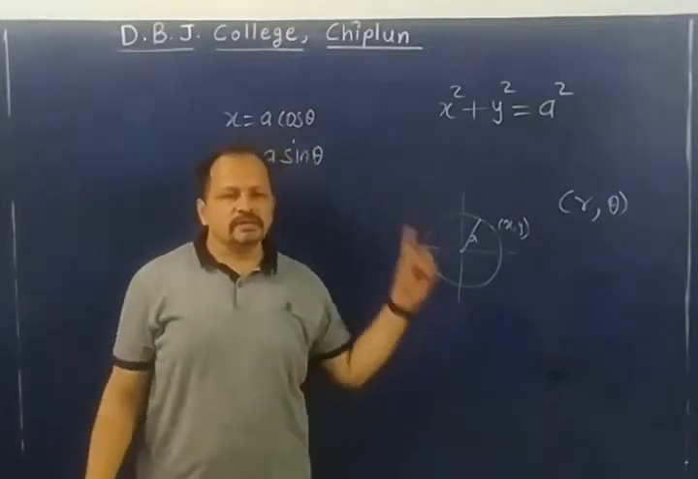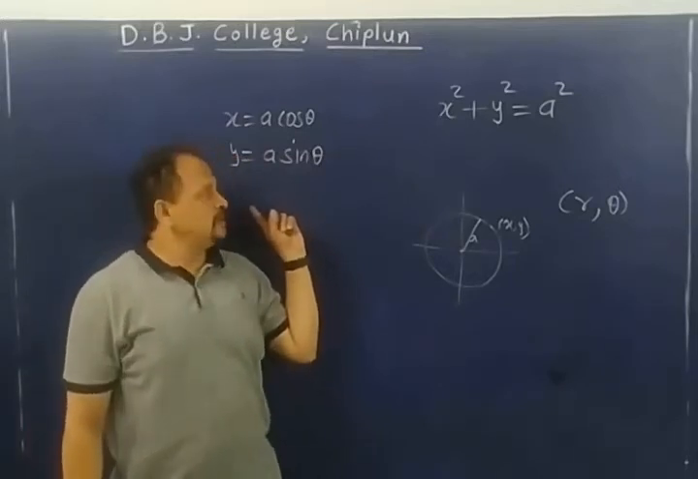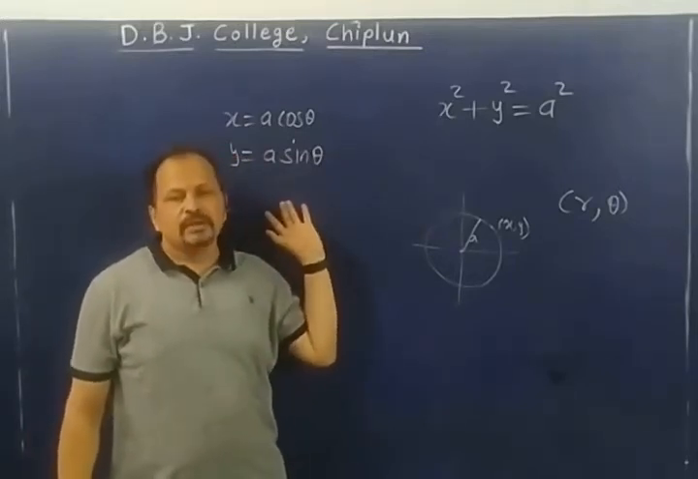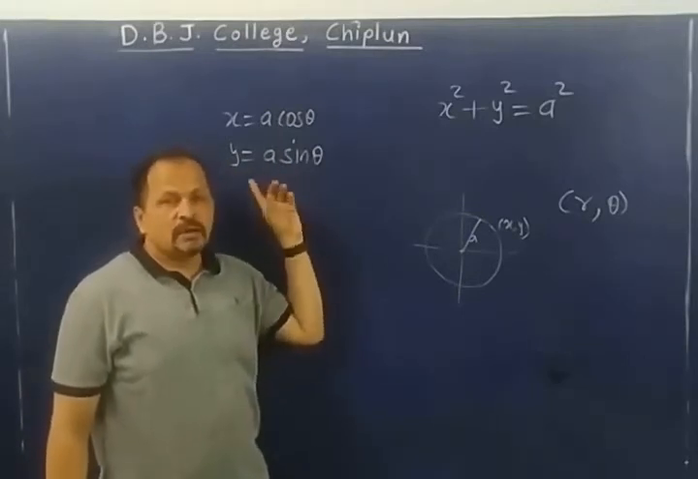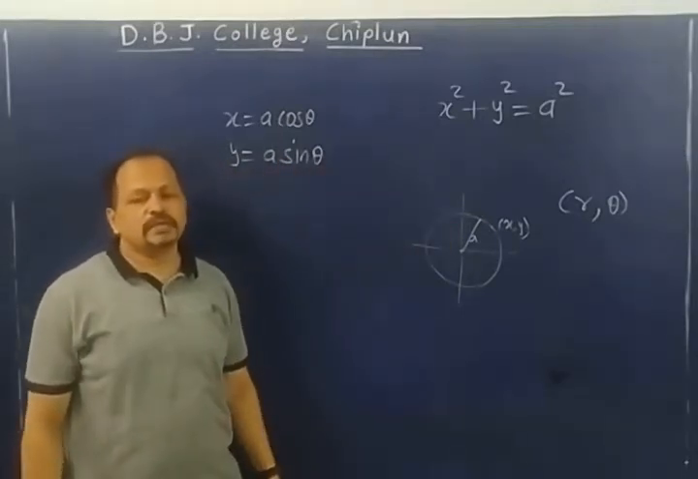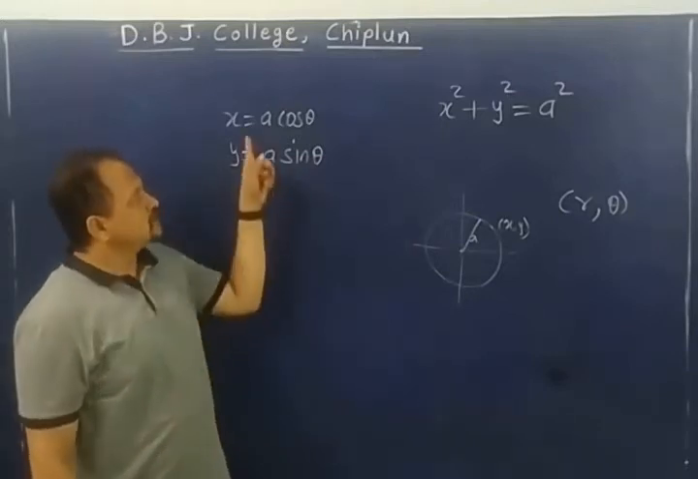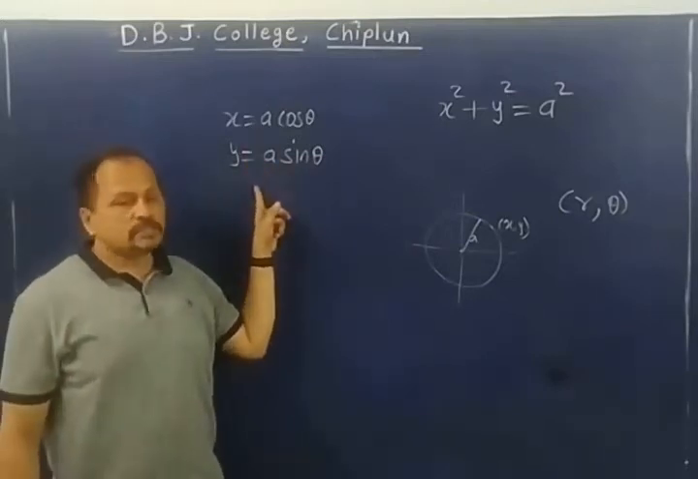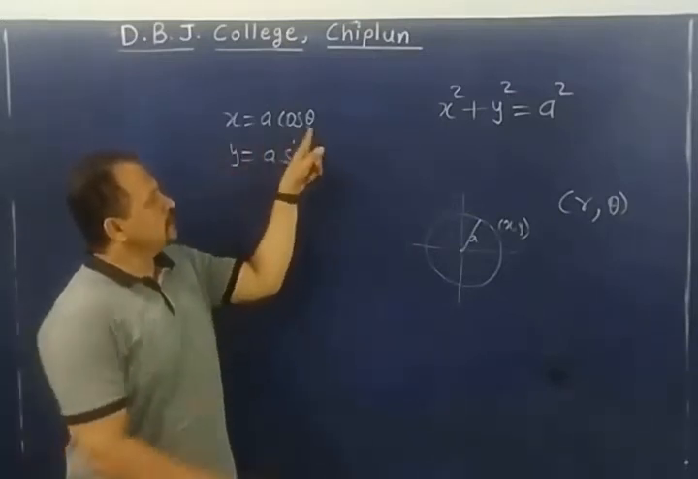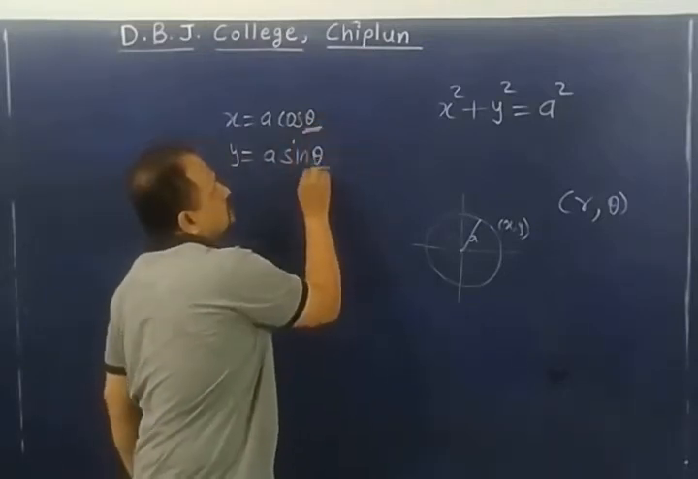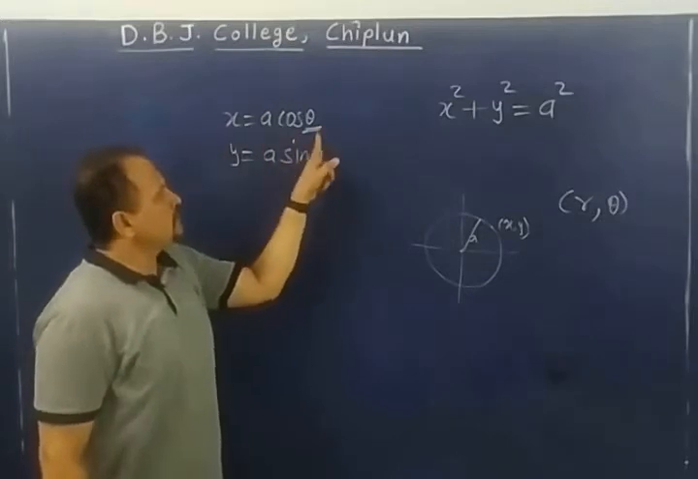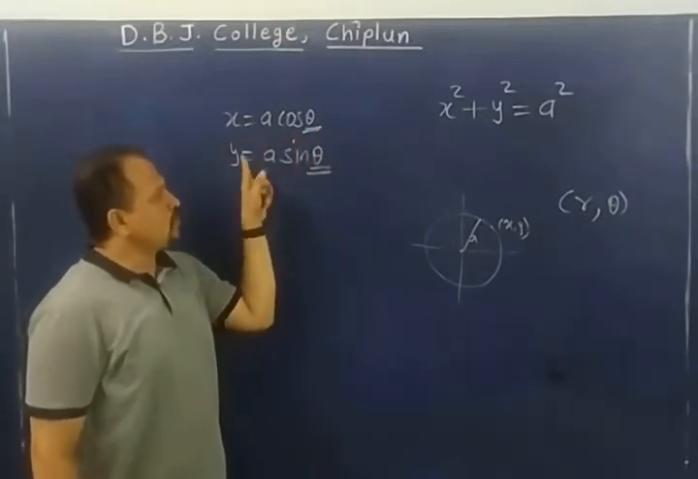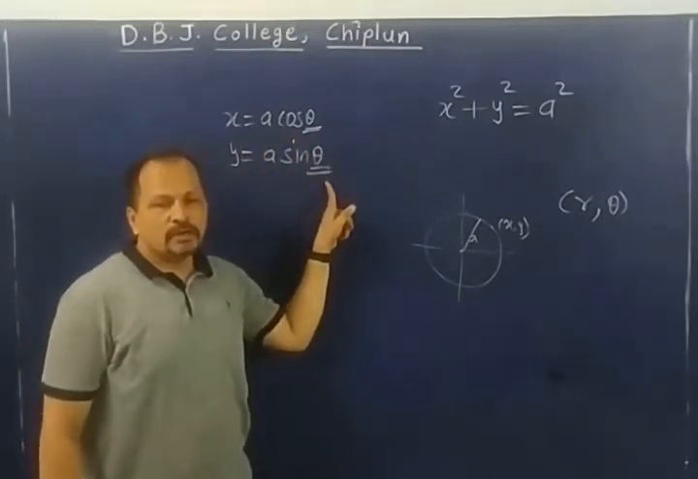You have studied this in 11th standard trigonometry. x is equal to a cos theta, y equal to a sin theta. Polar coordinates you are saying to this. These are parametric functions of x and y. Here the variable is theta. x is a function of theta and y is also a function of theta.